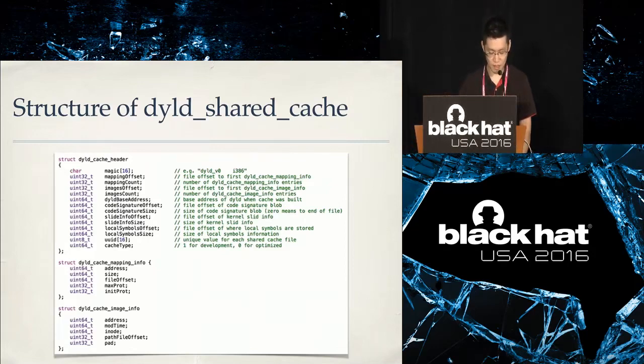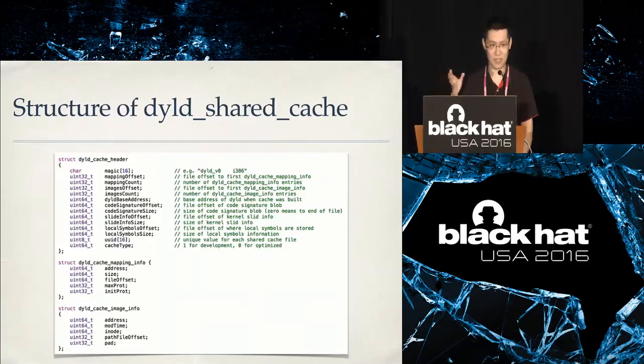You can find this. At the beginning, there's the magic string, like dyld version 0 or something like that. And after that, there's a mapping offset. The mapping offset points to an array of cache mapping information. This structure is used to tell the kernel how to map the file into memory, like from which file offset and size, and map to which virtual address. And the image information: the image offset points to an array of image information.